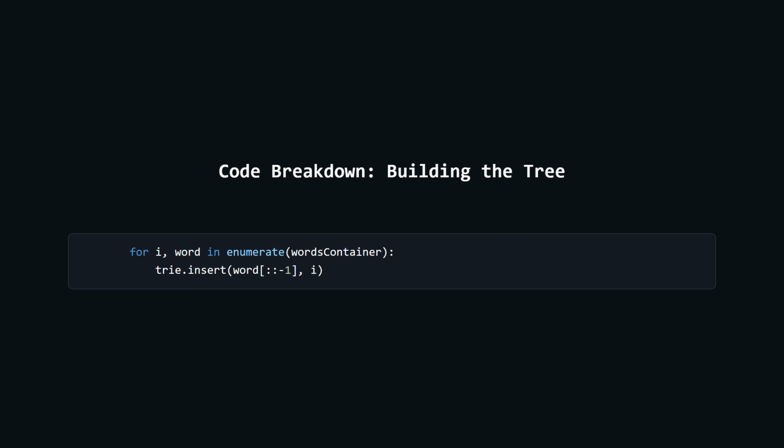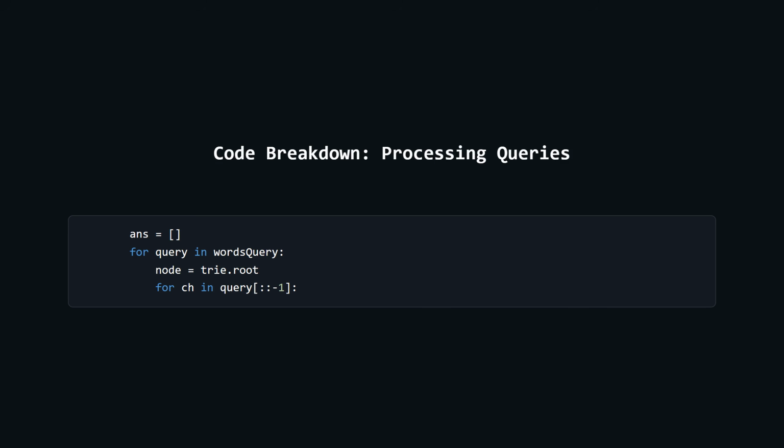But remember, we slice them completely backwards during the insertion, so our tree groups them by their suffixes. Finally, we set up our answer list and loop through every query, reading the query letters backwards as well so they match the way our tree was built.